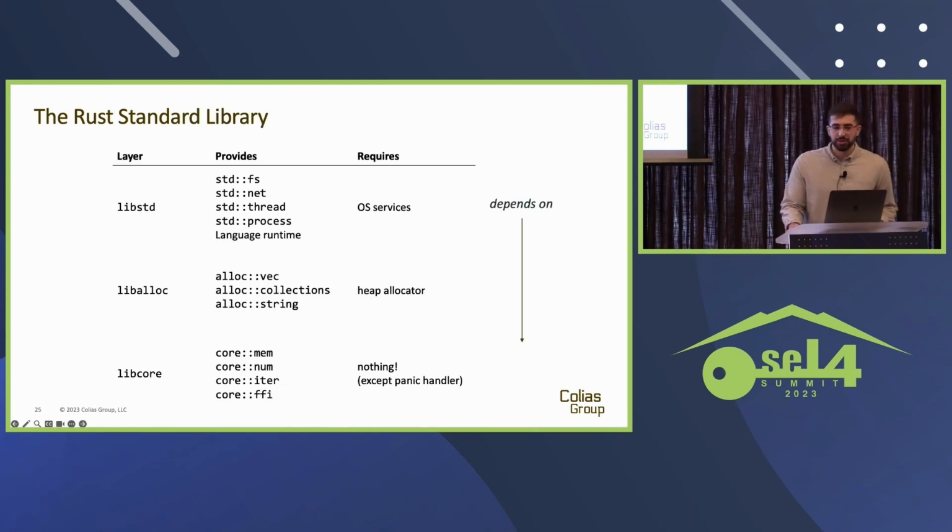So now let's talk about the Rust standard library. It's divided into 3 layers. The bottom layer, called libcore, requires virtually nothing from the language runtime or environment. The next layer, called liballoc, provides utilities like collections, but it requires a heap allocator. And the top layer, called libstd, provides an interface to system-dependent OS services. And the bottom 2 layers are clearly useful to us.